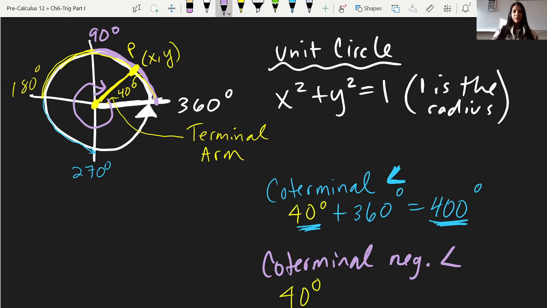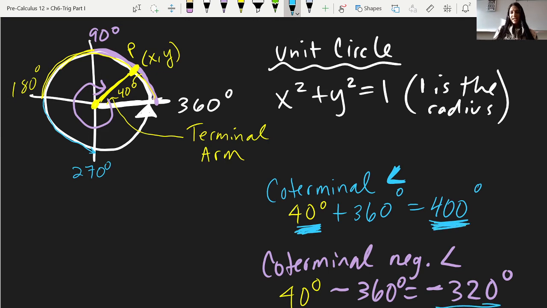So I would actually do 40 degrees minus my 360 degrees. And so my new co-terminal angle would be negative 320 degrees. So again, to be clear, 40 degrees, 400 degrees, and negative 320 degrees would all fall on the same terminal arm. Those are all called co-terminal angles. So they technically would end up being the same value if we unraveled it and got to the smallest value between the starting point and our terminal arm.